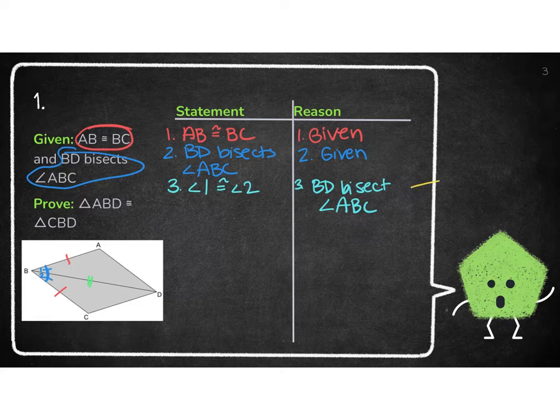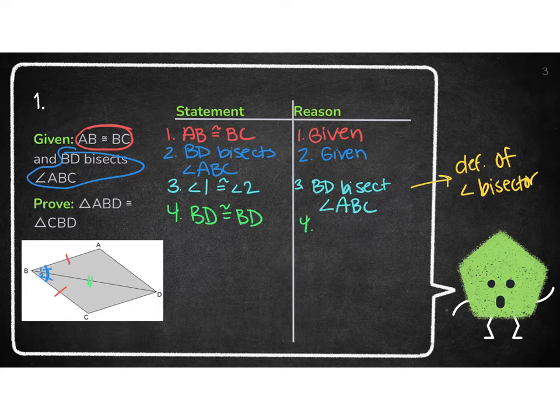The other reason you could give would be that this is the definition of the angle bisector. Either reason I will accept, but either way, you have to have the fact that BD bisects angle ABC prior to this step. We have to establish it before we can use it. All right, and the last thing that we found is that BD is congruent to BD.